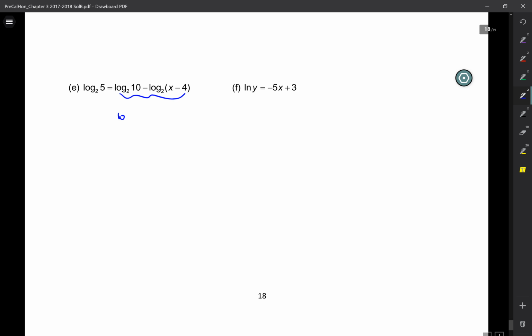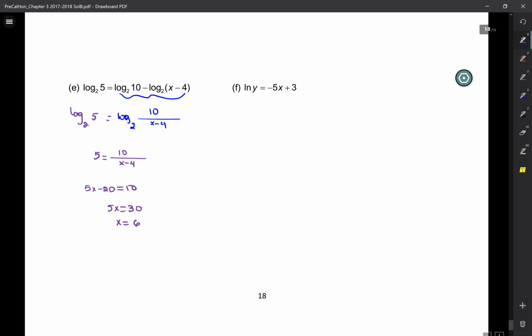Okay? All right. Here, first, I want to condense this. So that's going to be log base 2 of 10 over x minus 4. That's why we did the last section. And that's log base 2 of 5. So now we set the arguments equal to each other. And then, we do a little bit of algebra 1. 5x equals 30. It looks like x is equal to 6.